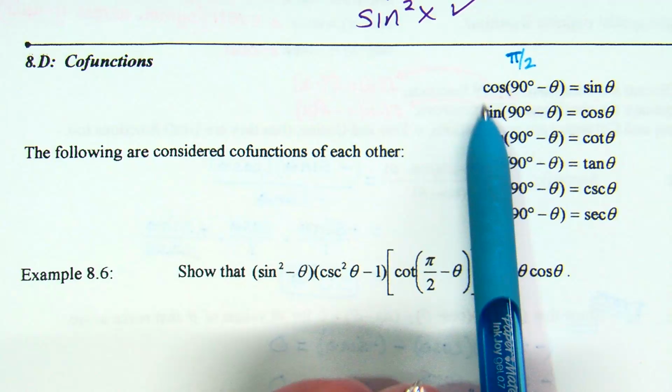But just realize, cosine of pi over 2 minus theta is equal to sine. Flip it around, sine is equal to cosine. So know the pairs is what it comes down to.